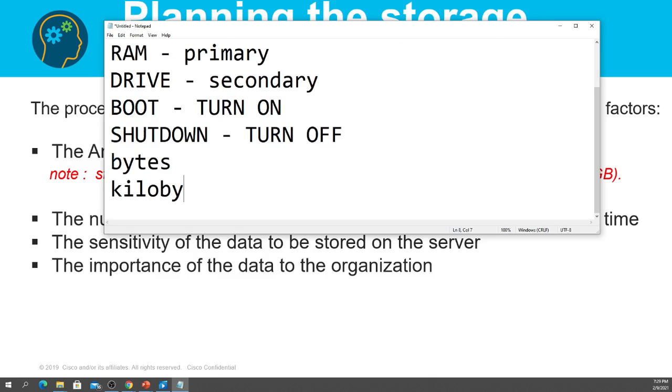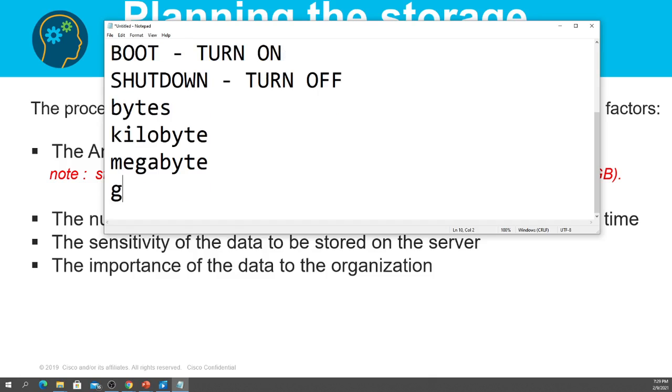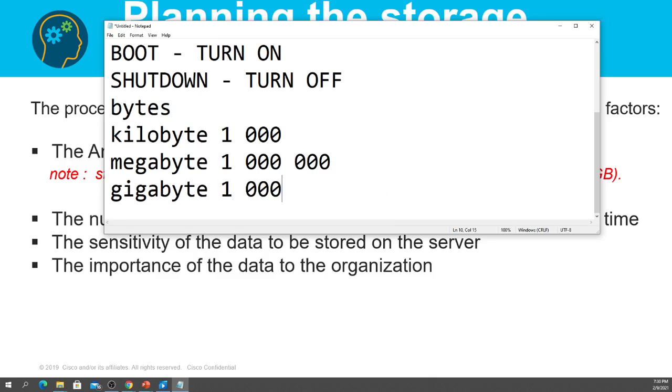Kilobytes, megabytes, and gigabytes. Okay, I hope you still remember this. 1,000, what's that? 1,000,000, right? Next, it's 1,000,000,000.